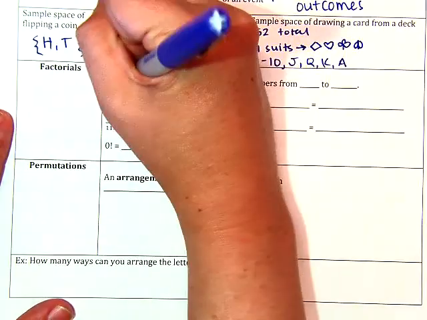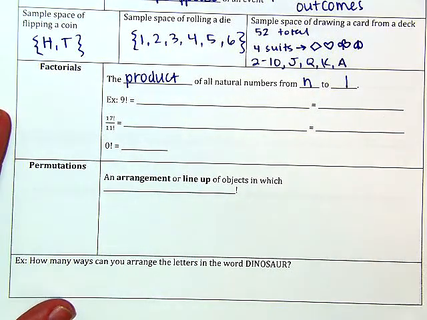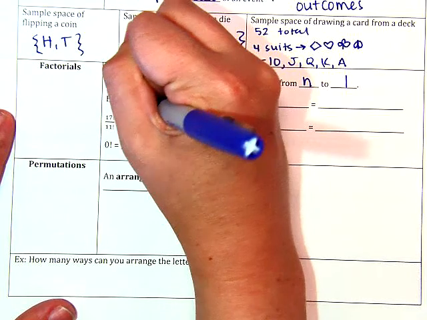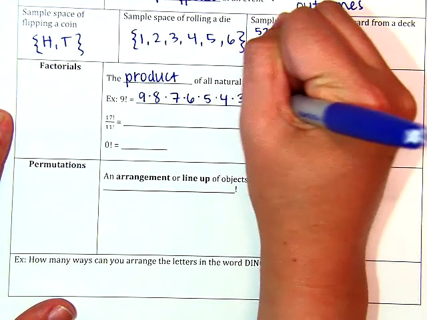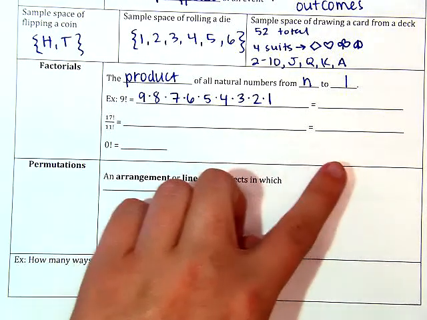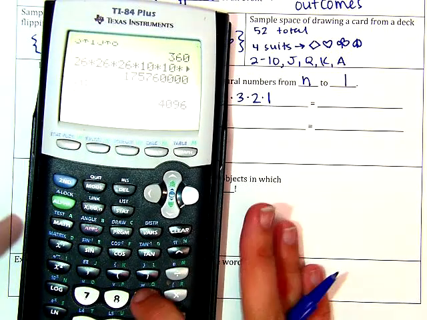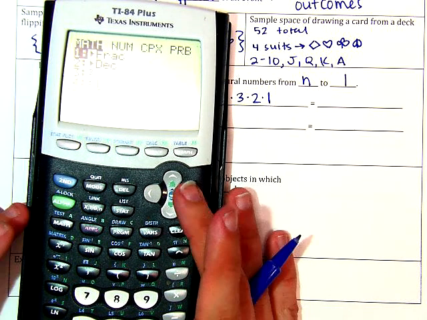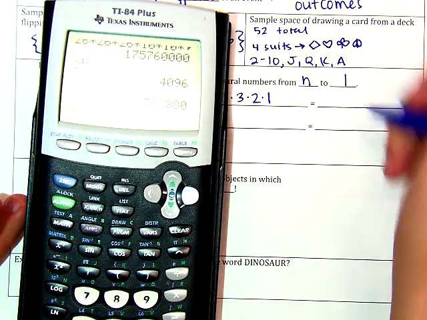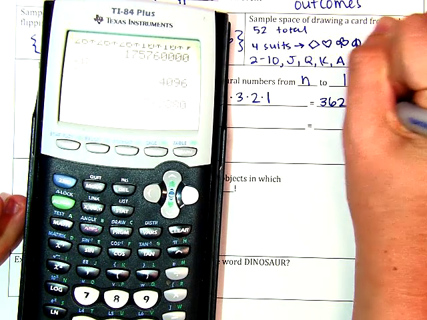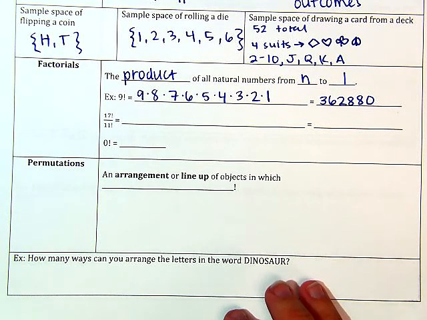Factorial. Factorial is the product of all natural numbers n to 1. So for example, 9, you're going to go 9 times 8 times 7 times 6 times 5 times 4 times 3 times 2 times 1. Multiply it all the way down. On your calculator there's a button for that. I press 9, then the math button, go over to PRB, and the 4th one down is that exclamation point. It'll do all the work for you. Same on the other calculators. Come ask me, or you're going to have to plug it in.